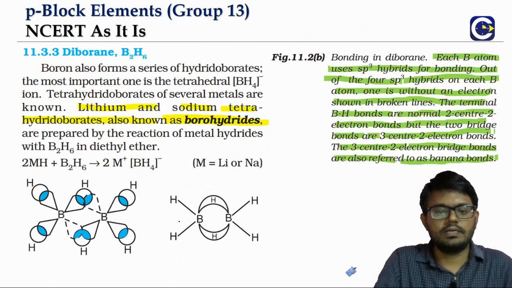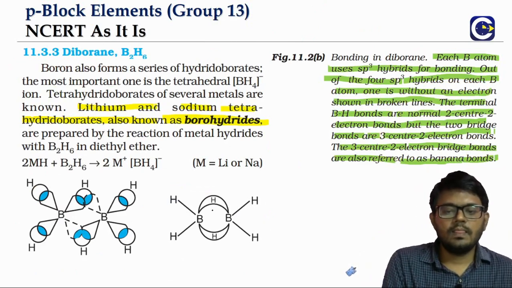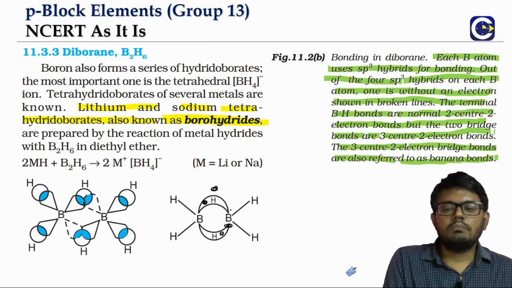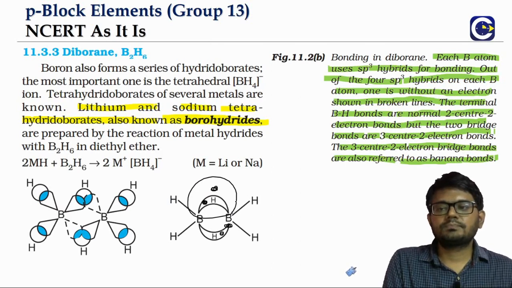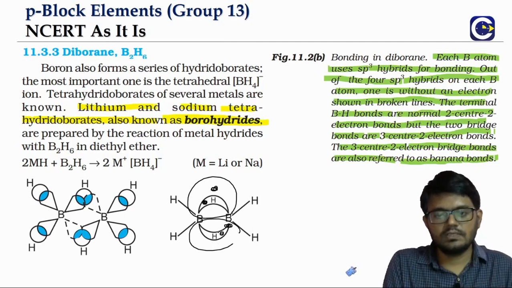So how will we look at it? Look at this here. The bond, here boron is giving 1 electron, hydrogen is having 1 electron. This side boron gives 1 electron, hydrogen is having 1 electron. But you see, the bond is involving 3 centers. Here also the bond is involving 3 centers, but the bond is having only 2 electrons.